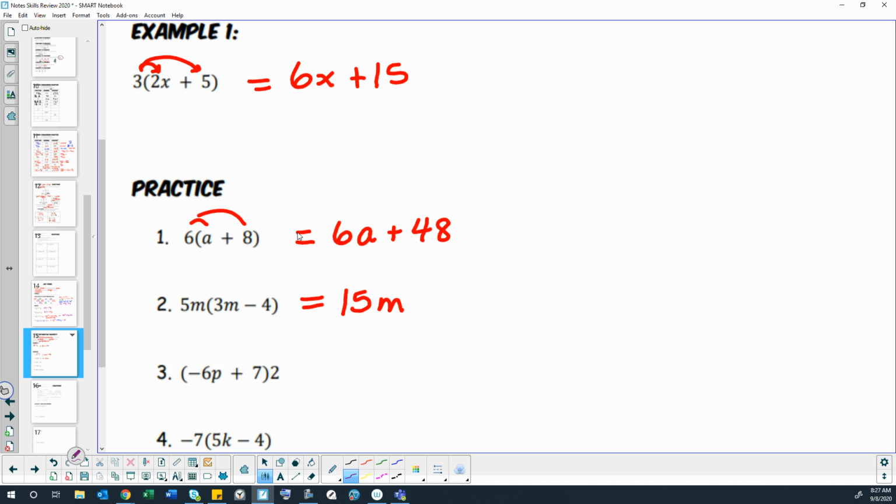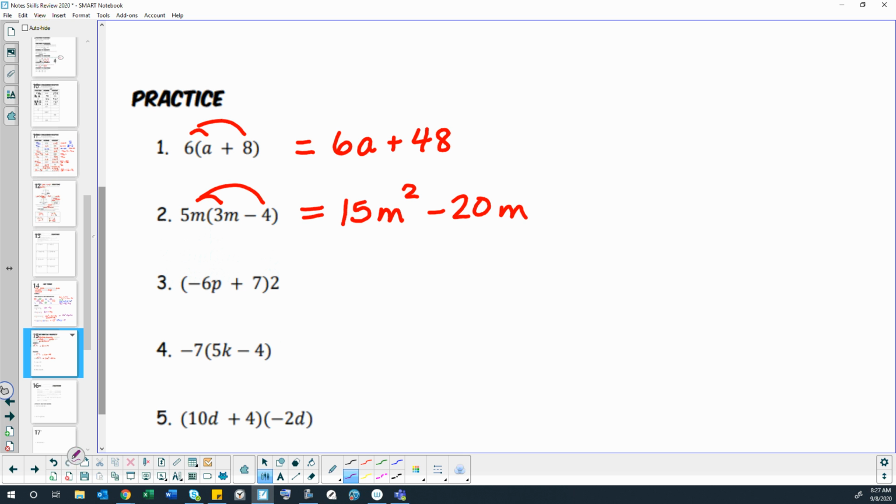So 3 times 5 is 15. Now we have m times m. I have not finished writing this correctly. What does it mean when I have an m times an m? That means I'm multiplying 2 m's together. When we have m times m, we write that as m squared. Then we have 5m times negative 4. So a positive times a negative is a negative 20 with an m.